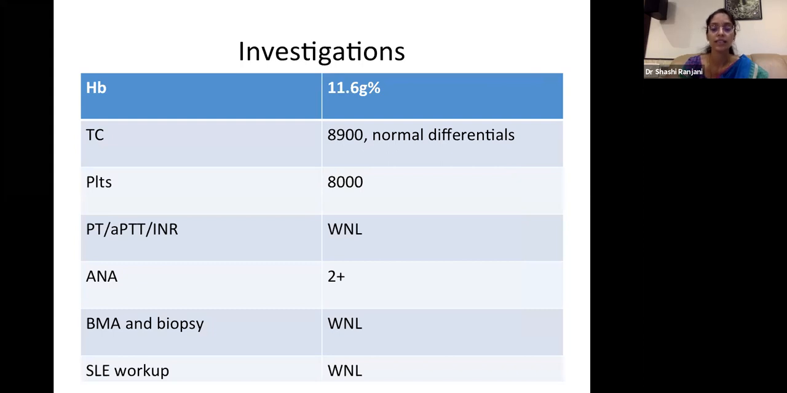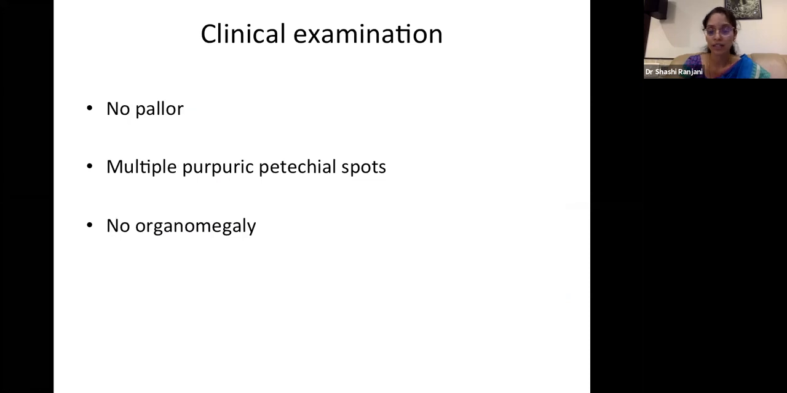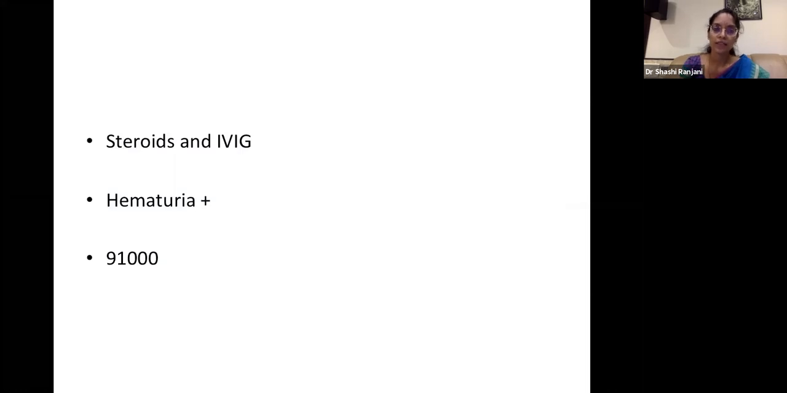But as you can see, the ANA was 2 plus here. So when a child comes with ITP, or when a child comes with low platelets and we are suspecting ITP, we should always remember the secondary causes of ITP. So we worked her up for SLE, because she was a 12-year-old girl, not the usual age group for ITP. The SLE workup was normal. So she received steroids and IVIG. This girl also went on to have hematuria, but we managed to discharge her with a platelet count of 91,000.